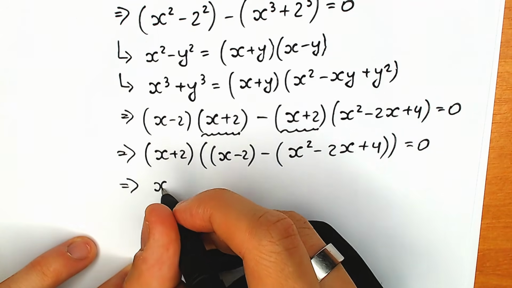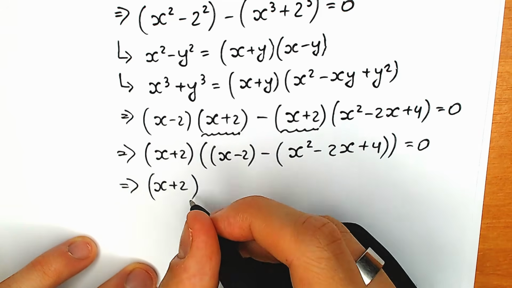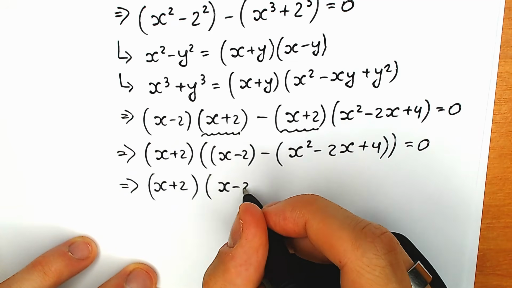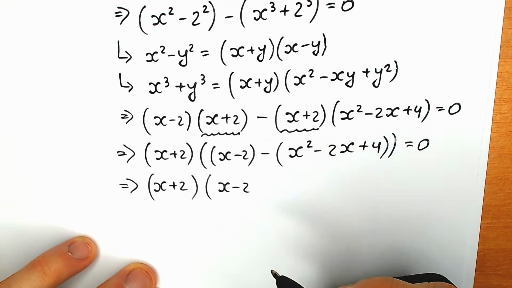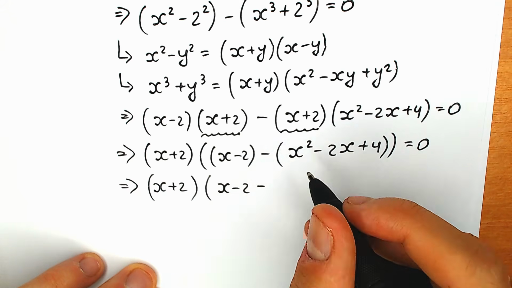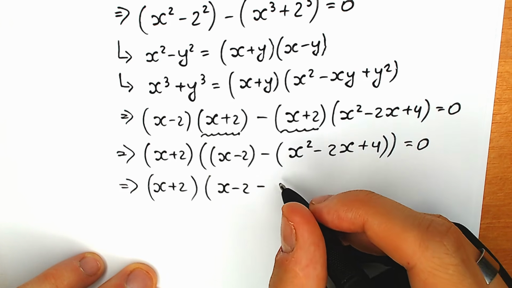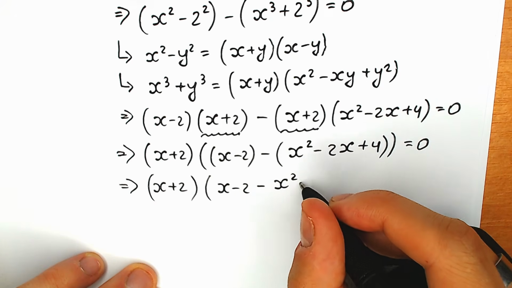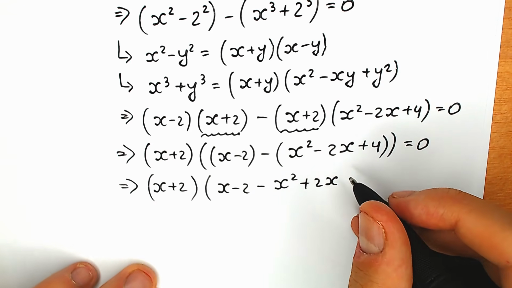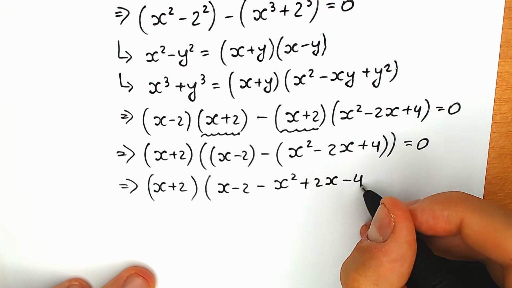What do we have? x plus 2, the same beginning, and right here we're going to have x minus 2, without parentheses, because we have a positive sign. The next thing, minus this parenthesis, because of this negative sign, we need to change all the signs to the opposite ones. So we have x squared plus 2x and minus 4. Minus 4 equal to 0.